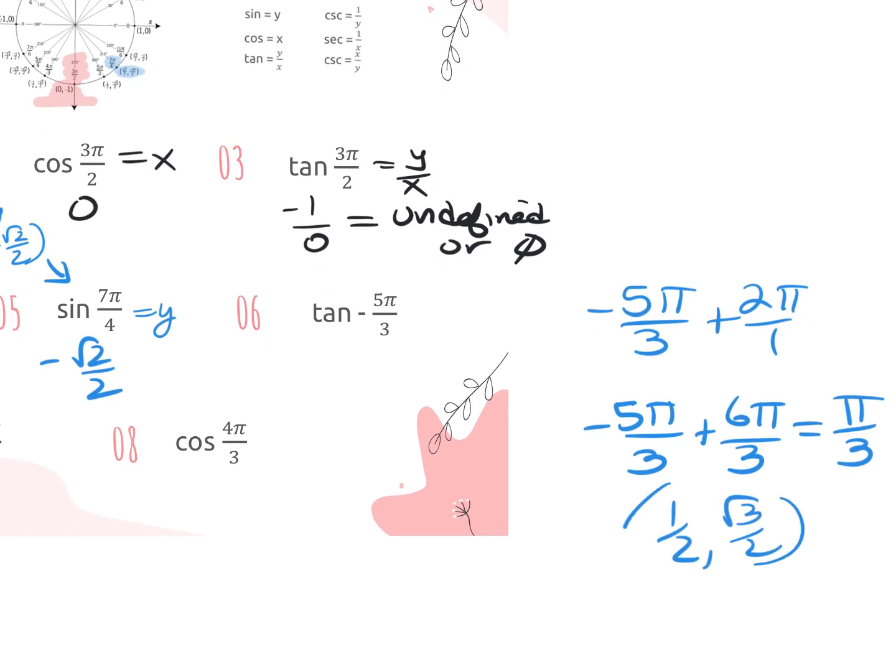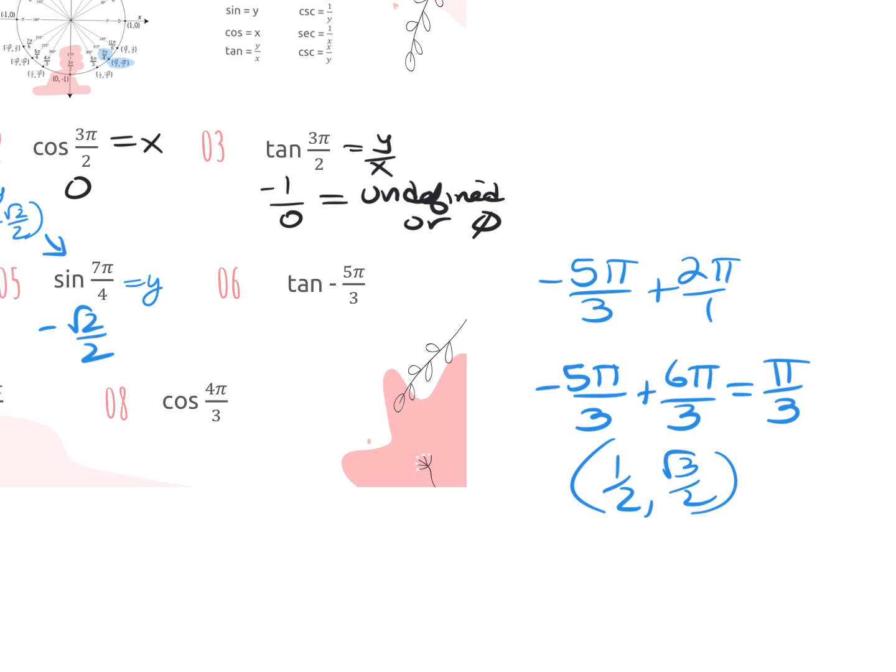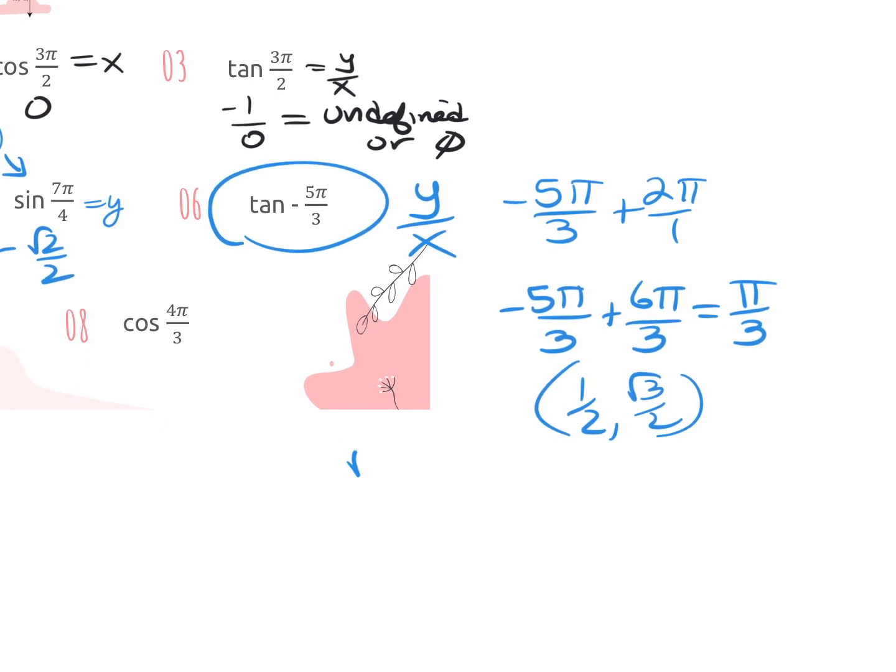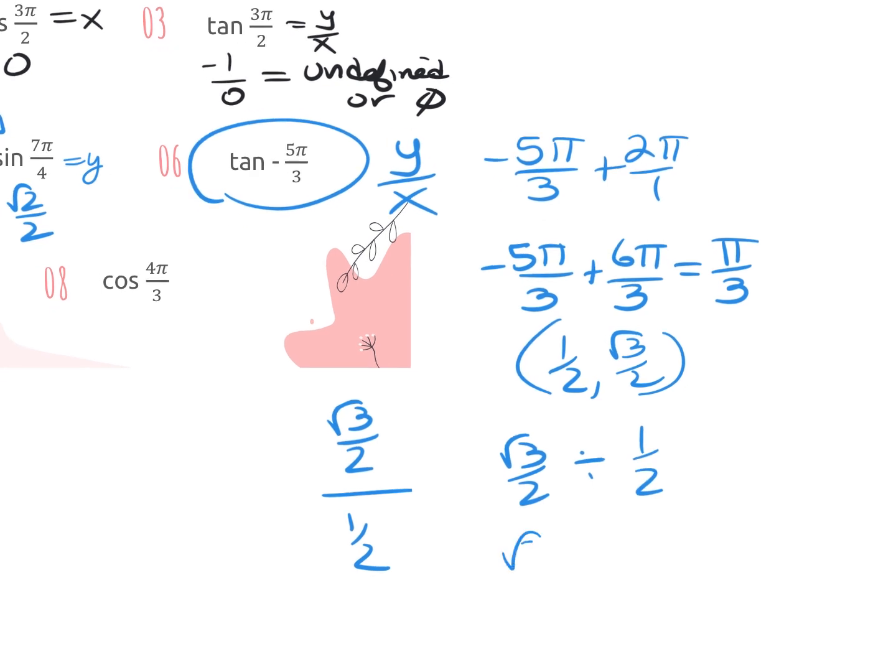And it's in quadrant 1. So what I'm going to do now, I'm doing tangent. So remember, tangent is y over x. So I have to take square root 3 over 2 divided by 1/2. Keep, change, flip it. The 2's cancel. Simplify to 1's. And then the answer is just the square root of 3.